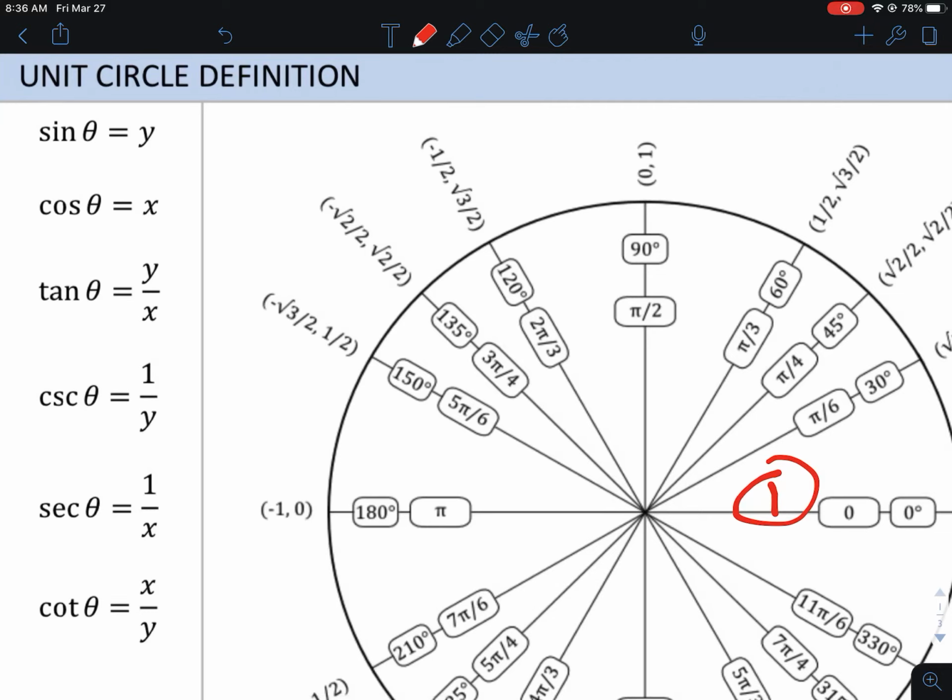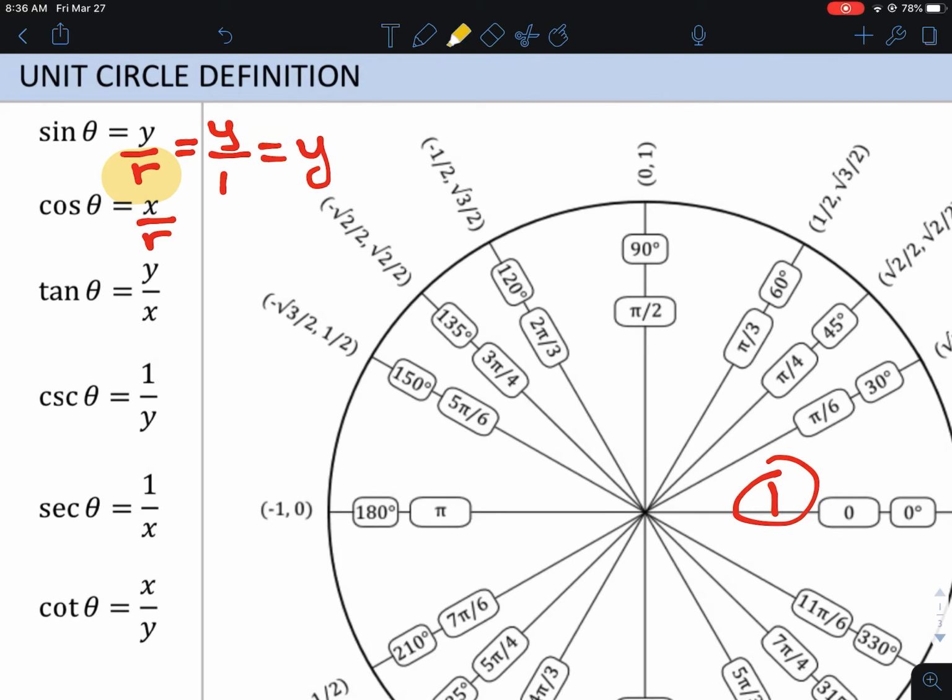the sine is not just y, but y divided by the radius, right? Well, when we're on the unit circle, that's y divided by 1. So it's really just y. But when we're not on the unit circle, this radius becomes really important, right? Same thing for cosine. It's really x divided by the radius. Again, if the radius is 1, it doesn't make a difference. But when we're not on the unit circle, it's going to make a difference.